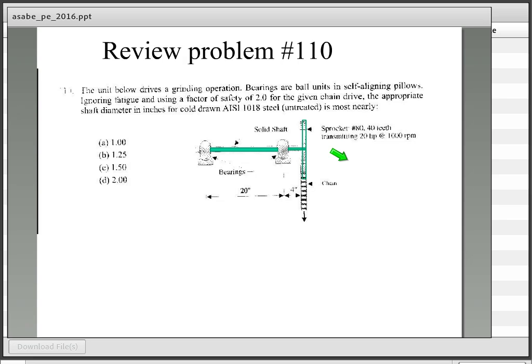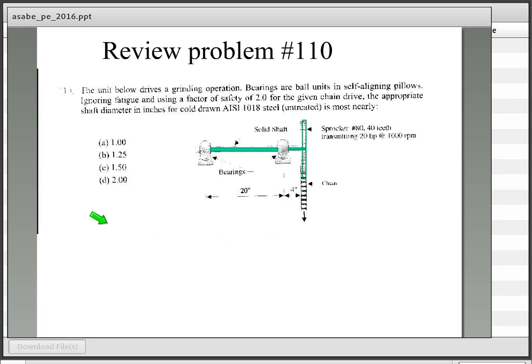And so we go to a free body diagram of our shaft here. We've got a support 20 inches over. We got another support, which is our bearing. But this sprocket is overhanging that bearing by 4 inches. And so then we have a load on the shaft that would be caused by the chain transmitting that horsepower. Well, where does that take us?